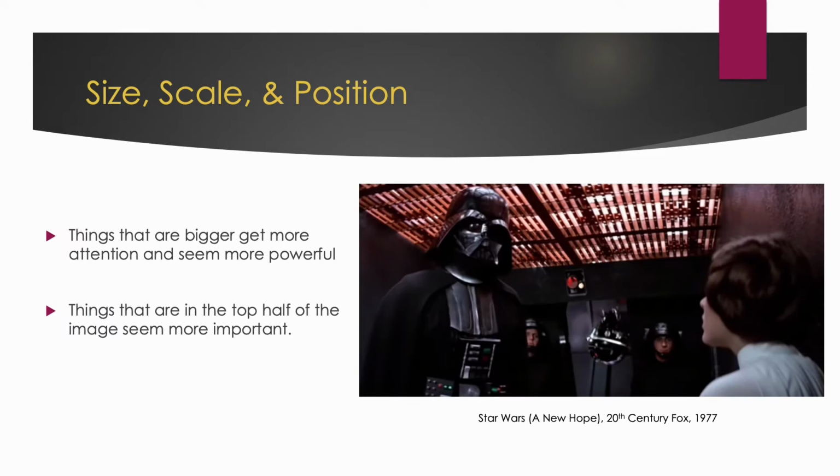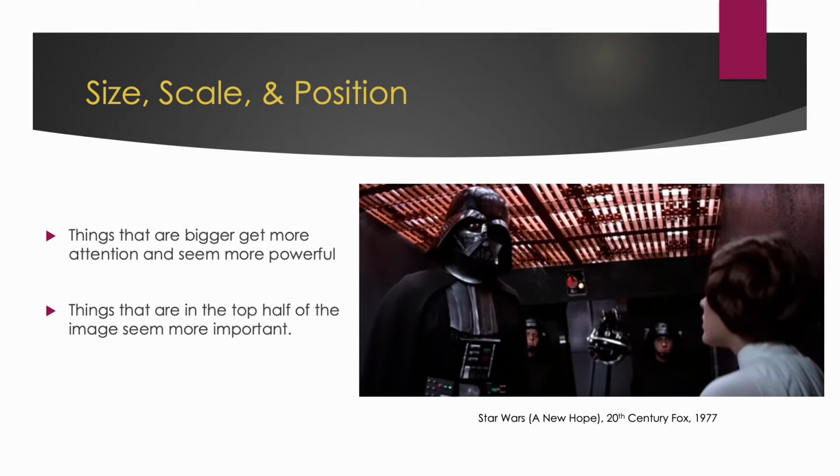The size, scale, and position of objects or people relative to other objects or people has a lot of meaning. Things that are bigger in the scene get more attention. They're more powerful. They're the bosses. Things that are in the top half of the image are given more importance.